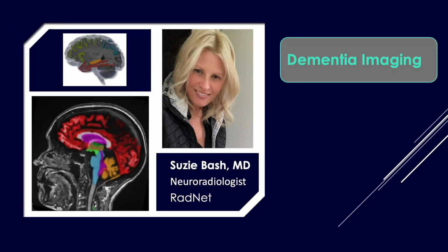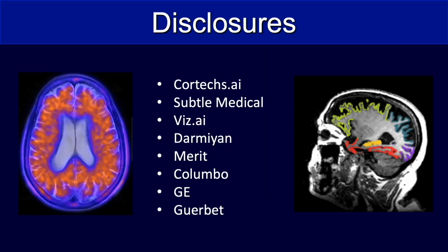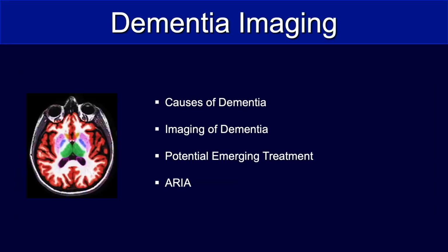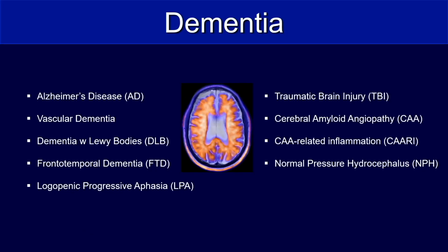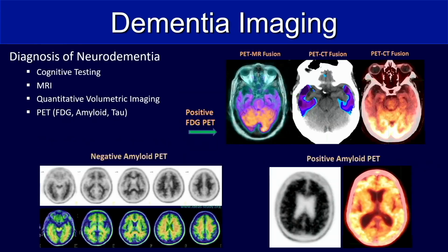Okay, so yes, this talk is on dementia imaging. And we will look at the causes of dementia, imaging of dementia, potential emerging treatments, and ARIA, which stands for amyloid-related imaging abnormalities. So there's a lot of different kinds of dementia or causes for dementia, but some of the big ones would be Alzheimer's disease, vascular dementia, dementia with Lewy bodies, frontotemporal dementia, logopenic progressive aphasia, traumatic brain injury, cerebral amyloid angiopathy, CAA-related inflammation, and normal pressure hydrocephalus.